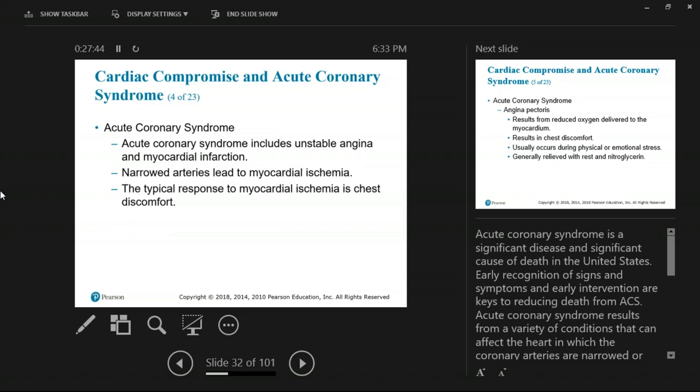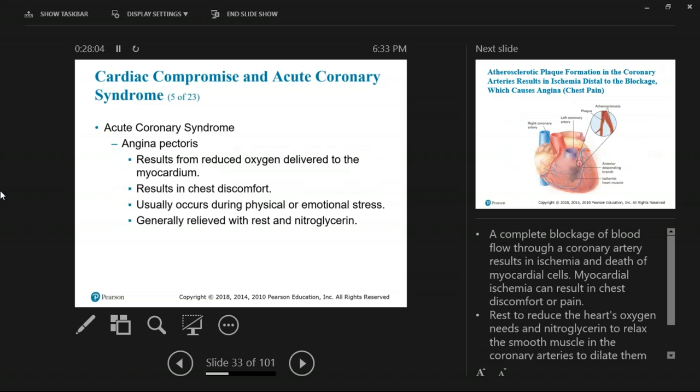So we use the term acute coronary syndrome. Again, acute coronary syndrome includes angina and myocardial infarction. It has to do with narrowed arteries leading to myocardial ischemia. And then again, it's a typical response to myocardial ischemia, chest pain. Very common. So if they are having an attack, they still have to go in, meaning you know that it's something they've had before. We always want to look and see if it's a little different.